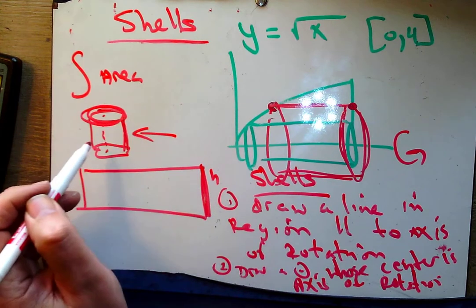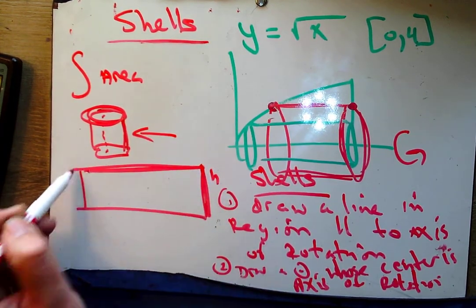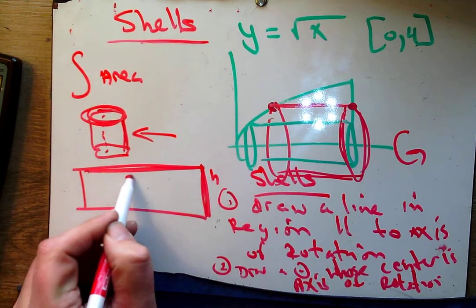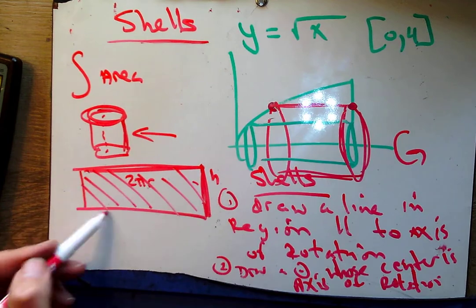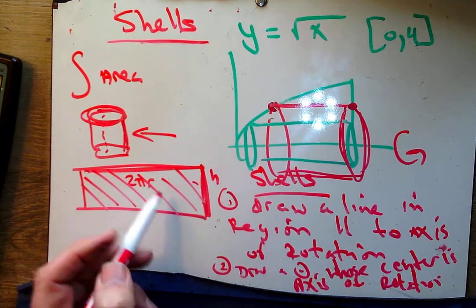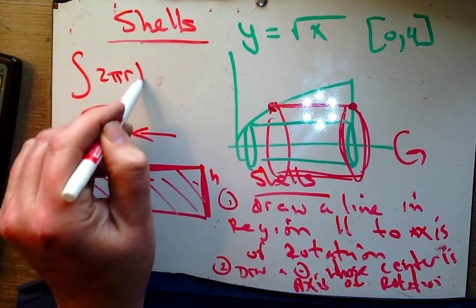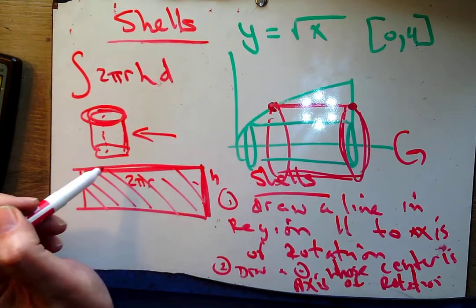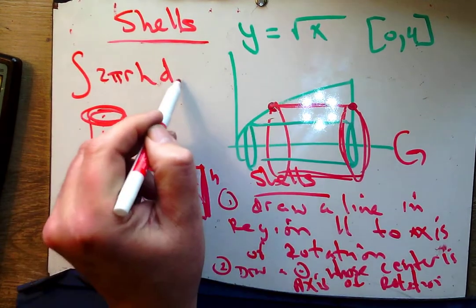This distance is the circumference of that circle. So this is 2 pi r. So when we talk about integrating area, well, the area of this rectangle is 2 pi r h. And this is a dy.